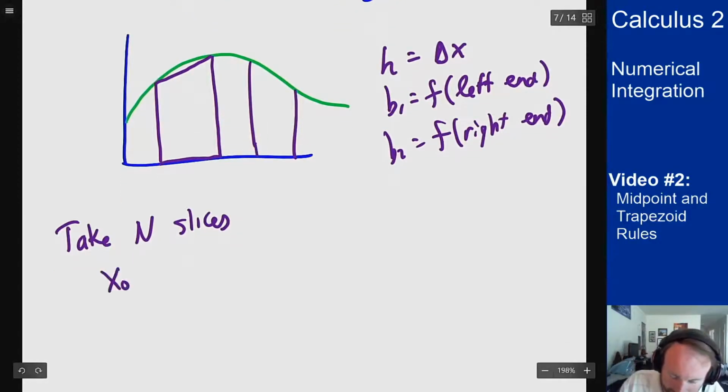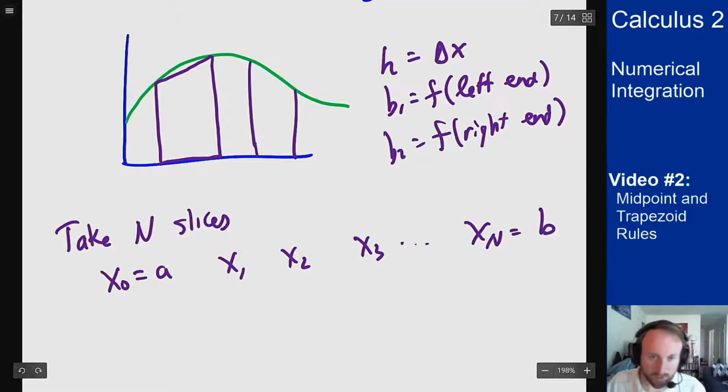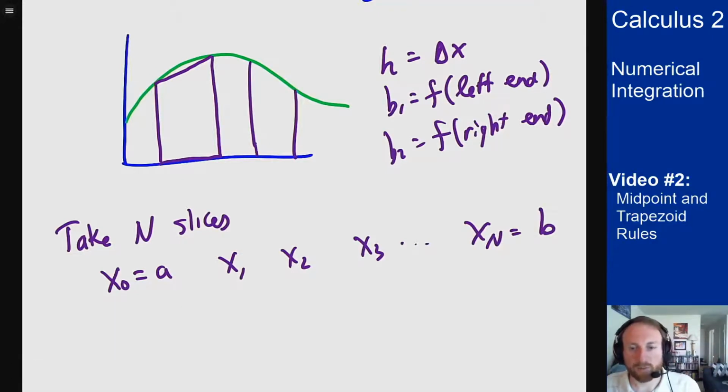I have x0, which is my a. I have x1, x2, x3, up to xn, which is b. That's n plus 1 points. This is the same sort of setup we had before when doing Riemann sums that were going to become Riemann integrals.